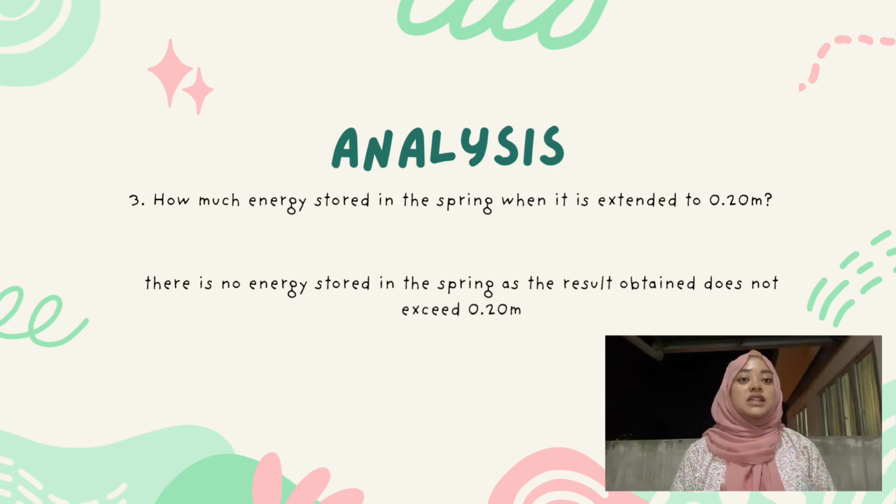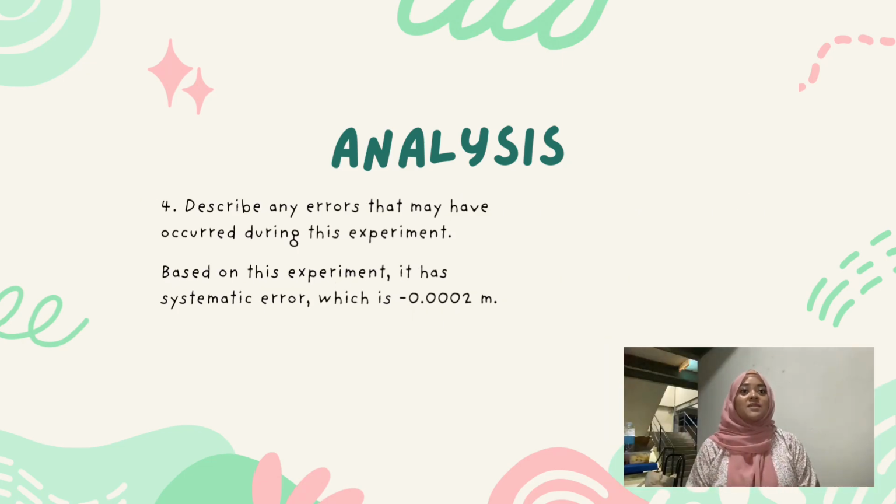Furthermore, how much energy is stored in the spring when it is extended to 0.20 meter? There is no energy stored in the spring as the result obtained does not exceed 0.20 meter. Moreover, describe any errors that may have occurred during the experiment. The answer is, based on the experiment, it has a systematic error, which is negative 0.0002 meters.